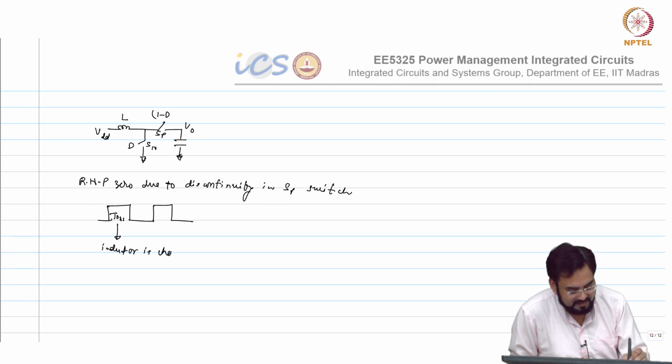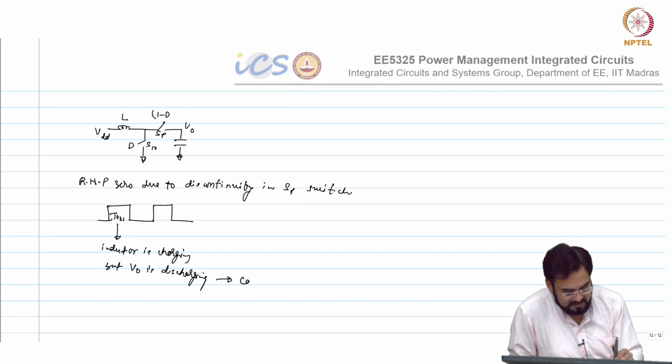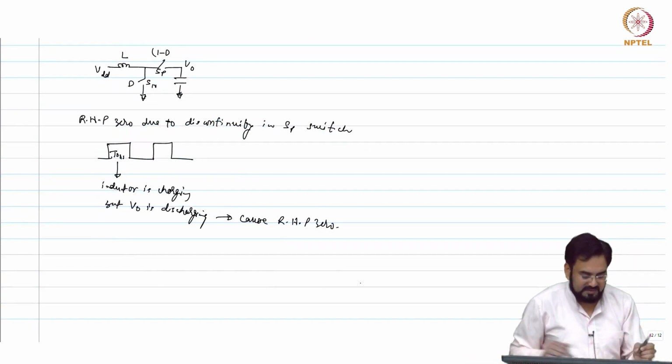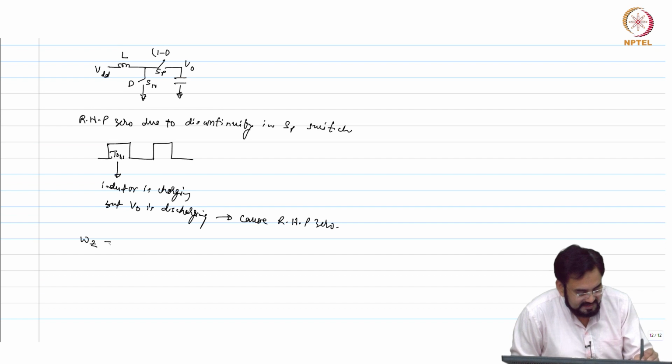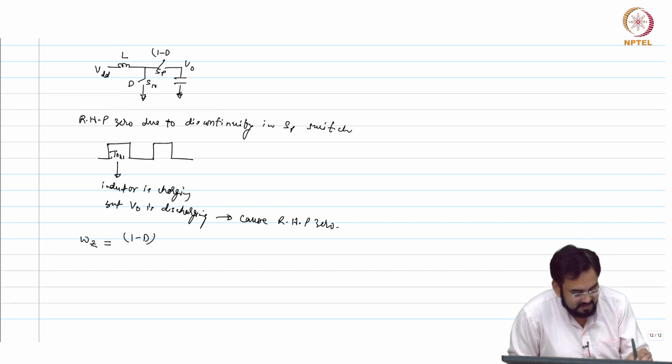The inductor is charging but V out is discharging, which causes this. So omega z appears at (1 minus D) square R out, or R load, over L.